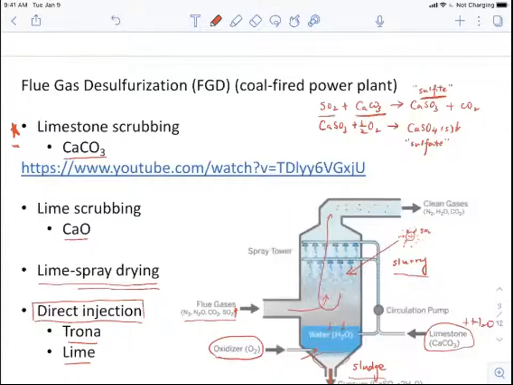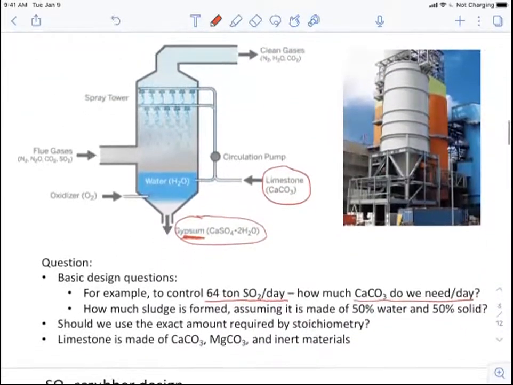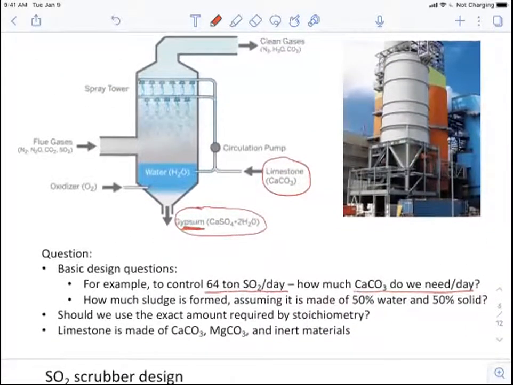What it means is that if we want to neutralize 1 mole of sulfur dioxide, we have to provide 1 mole of calcium carbonate, okay? So now it just comes down to how many moles of sulfur dioxide we're dealing with. Let's say we're not looking at tons for now, we're looking at grams. If we have 64 grams of sulfur dioxide reacting with calcium carbonate to form calcium sulfite and carbon dioxide, okay?